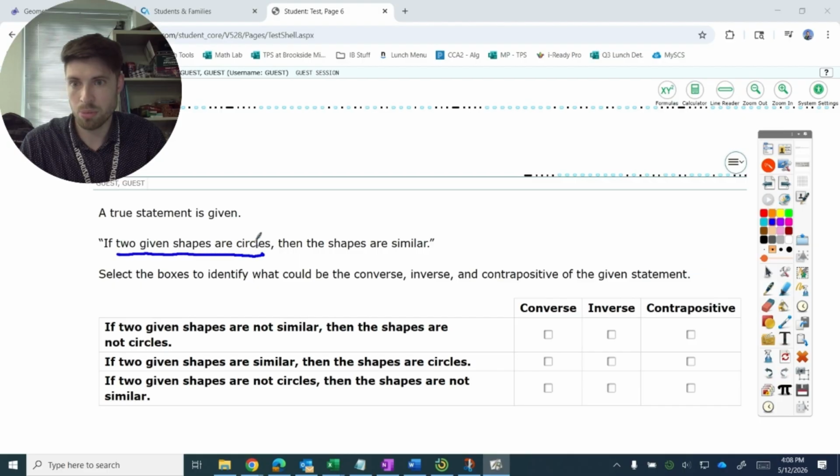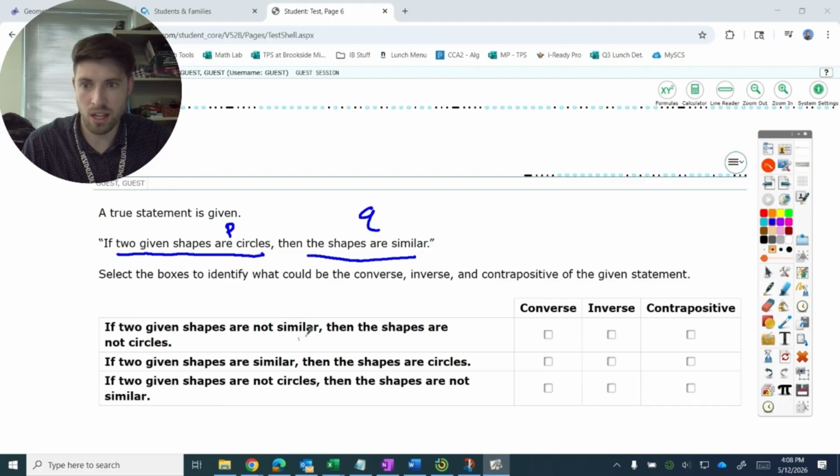For question 6, we've got this conditional statement. If P, two shapes are given in circles, then Q, the shapes are similar. So the converse means we basically take these statements and we swap them. So if the shapes are similar, then the two given shapes are circles. And so when we're looking at these three, only one of these doesn't have that kind of not in it. That's going to be the second one. So if the two given shapes are similar, there's my Q, then the shapes are circle, there's my P. So that's the converse, where you just flip the order of them.